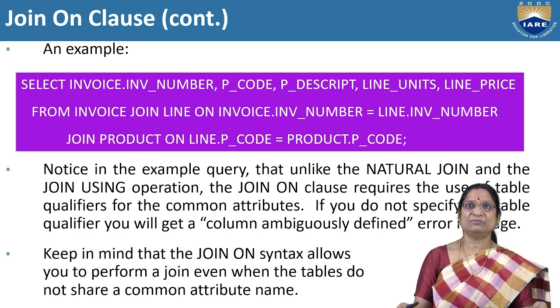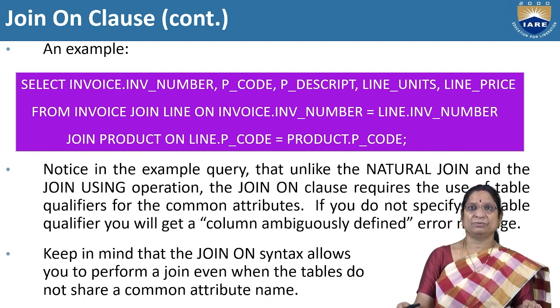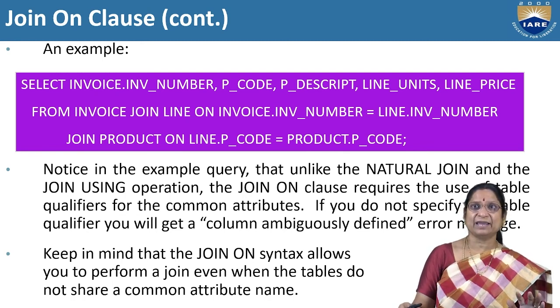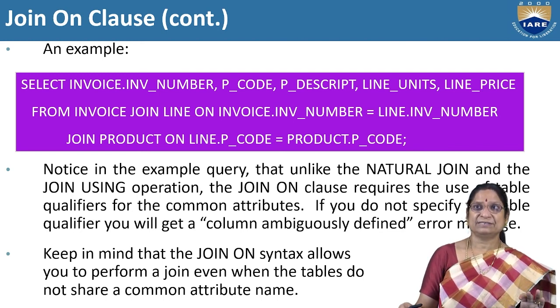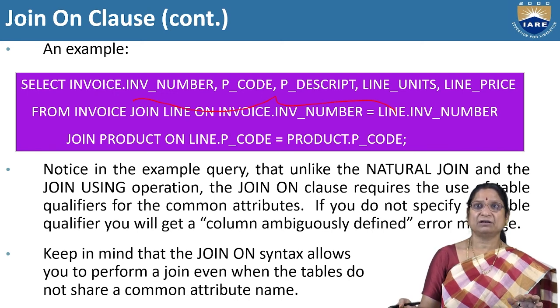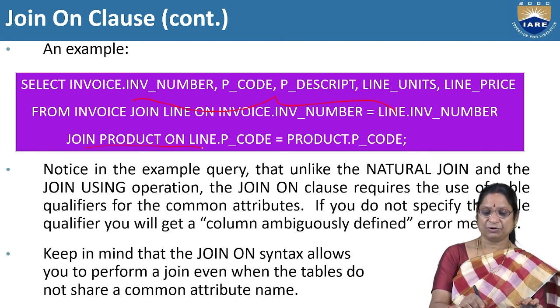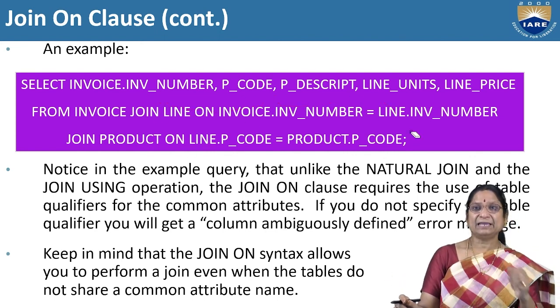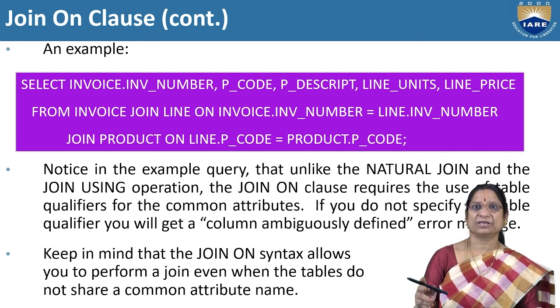So for example, select invoice number, product code, product description, number of units, and unit price from invoice join line. We are joining two tables on invoice.invoice number equal to line.invoice number. This is the first one. Another one, join product on, the third table was joined on, we are writing the condition: line.product code is equal to product.product code.